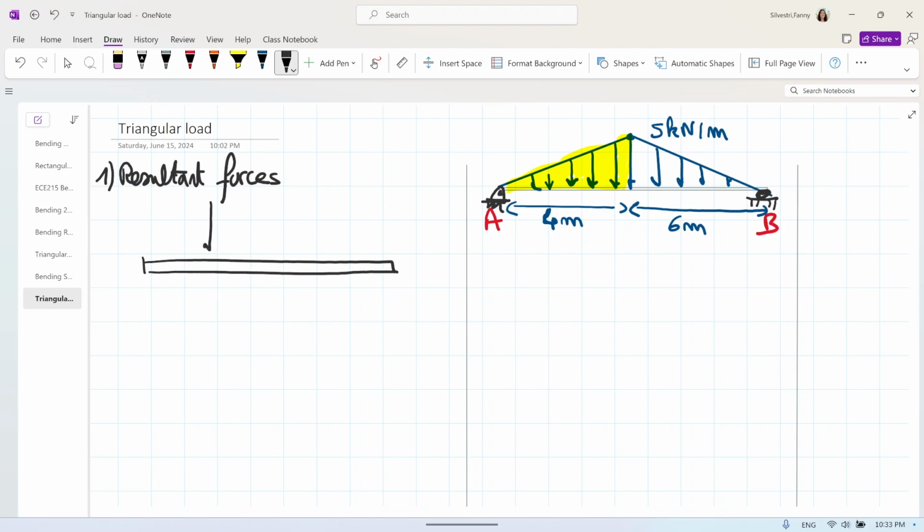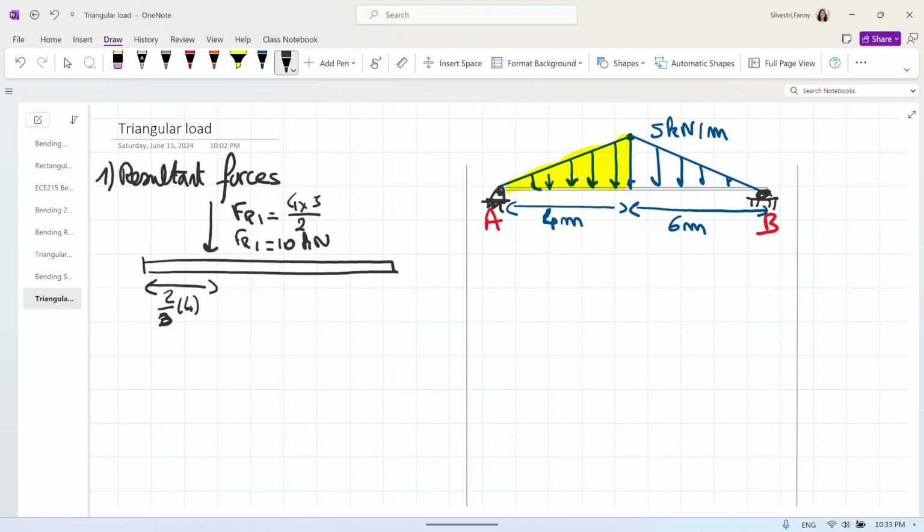Okay, so the first one, FR1, will be equal to the base times the height of the triangle divided by 2. So 4 times 5 divided by 2, that is equal to FR1 is 10 kilonewton. And the distance, this is at 2/3 from the tip of the triangle, so from A, or 1/3 from the base. In this case, the base is at 4 meters. So that would be at 2/3 of 4 meters, the distance. Okay, this is for the first one.